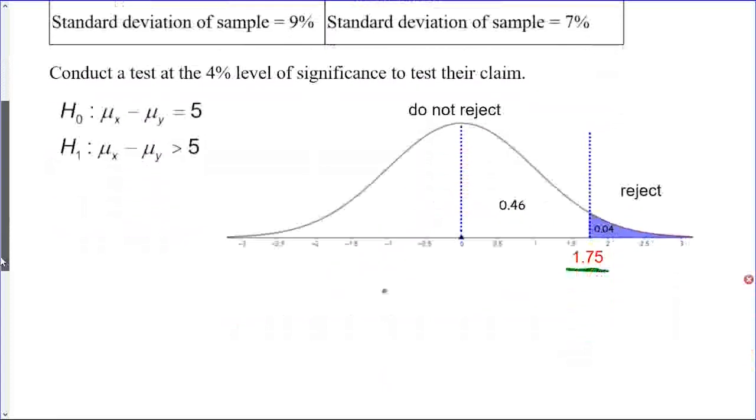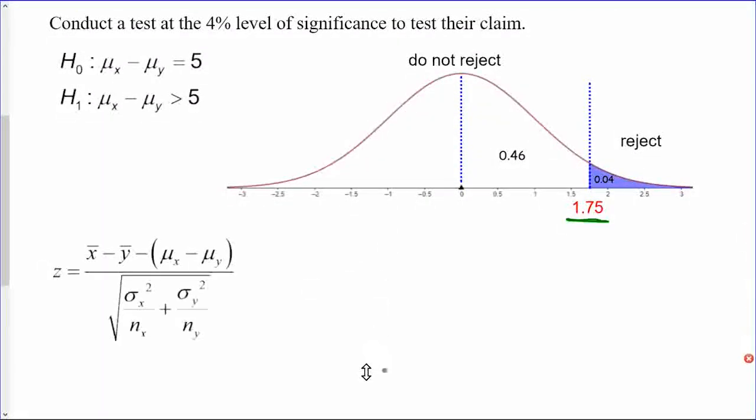Next up, we're going to calculate our test statistic, and we're going to use this formula here. Now, if we were just wondering whether there was a difference between the two, then our null hypothesis would be that the mean of X is equal to the mean of Y. Notice the null hypothesis always has an equal sign. This is equivalent to the mean of X minus the mean of Y being zero, and that's the application of this formula. So here we're actually saying that we want the mean of X minus the mean of Y to be 5.